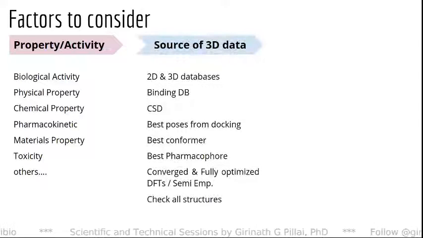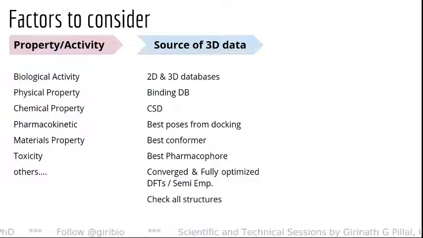geometries. For the source of 3D data, of course you can use 2D and 3D databases available like PubChem, ChEMBL, Molport, eMolecules, NMRShiftDB and many more, ChemSpider and many more. BindingDB is a good source again, the Cambridge Structural Database or even the Crystallography Open Database, the best pose from your docking studies, the best conformer, the best pharmacophore. So what do you mean by the best and what is the best? You have to have a thorough understanding of the respective field. I'm not going to cover that today.